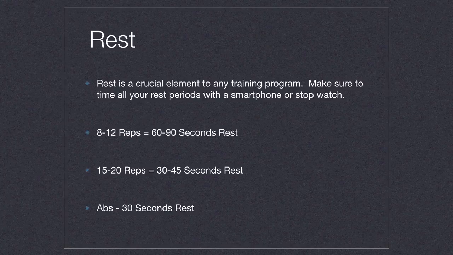This is where a large portion of your fat loss will come from, so it's imperative to accurately time your rest with either a stopwatch or your smartphone. It doesn't matter. Ab exercises should see a rest time of 30 seconds.